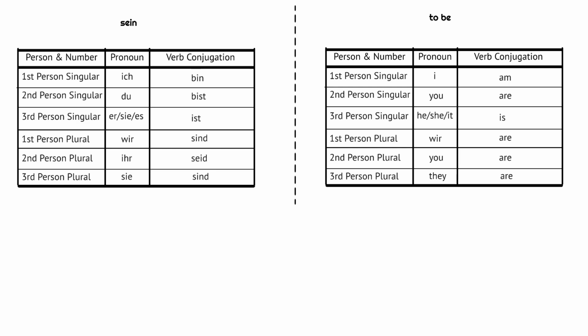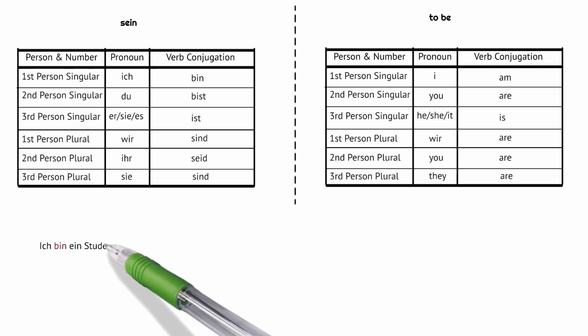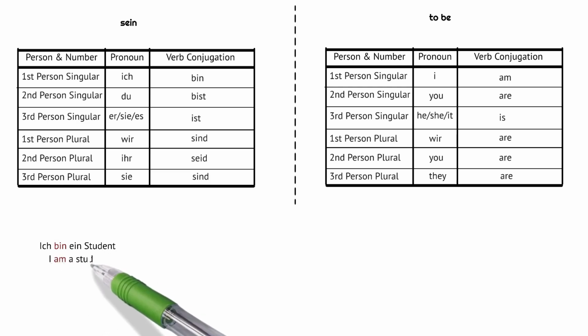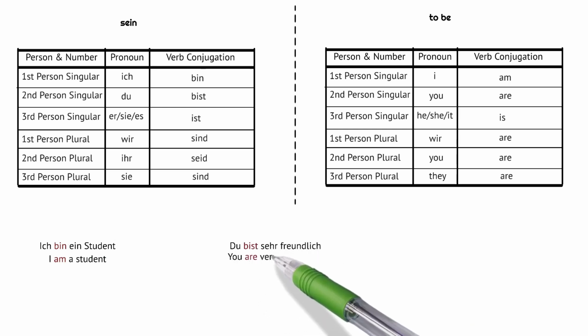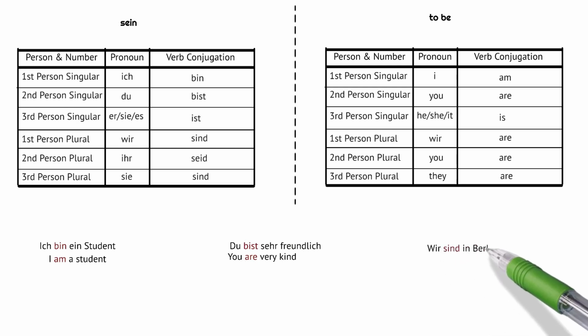For the first person, I am, we use bin. Ich bin ein Student. For the informal you are, we use bist. Du bist sehr freundlich. And for we are in Berlin, we use sind. Wir sind in Berlin.